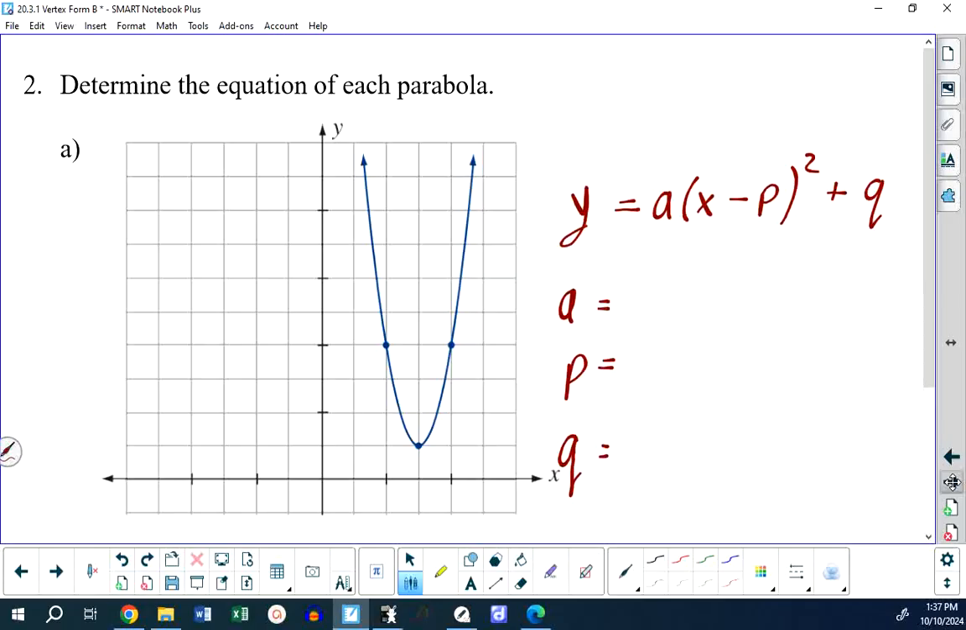Zach, what am I talking about here? Starting at on the graph. Called the vertex? Yeah. So what is that going to tell us? P and Q. P and Q. So when we read these coordinates, excellent. When we read the coordinates of the vertex, it's at 3, 1. Well, that tells us P is 3, Q is 1.